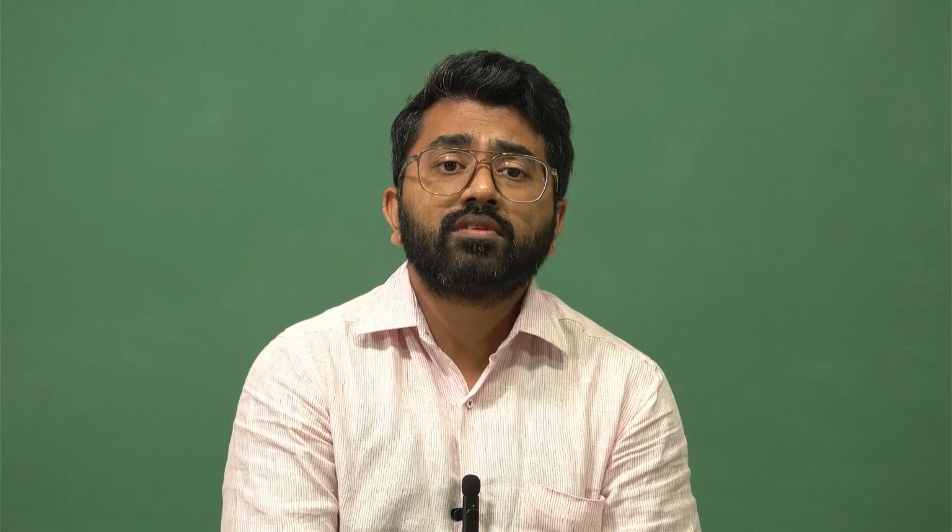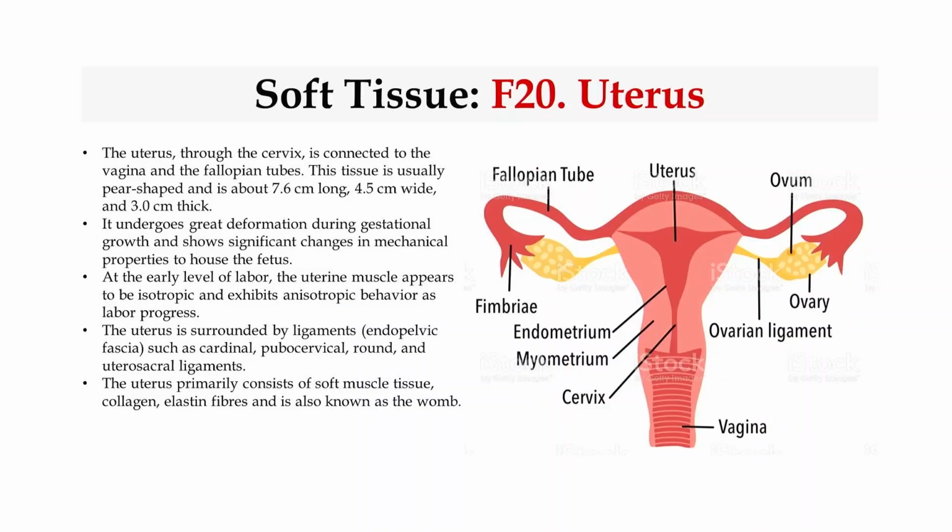The next one is a very important organ, the uterus. This is specific to females. The uterus is an organ which houses the fetus, or the baby. Through the cervix, it is connected to the vagina and the fallopian tubes. This tissue is usually pear shaped, and is about 7.6 centimeters long, 4.5 centimeters wide, and 3 centimeters thick. It undergoes great deformation during gestational growth, showing significant changes in mechanical properties to house the fetus.